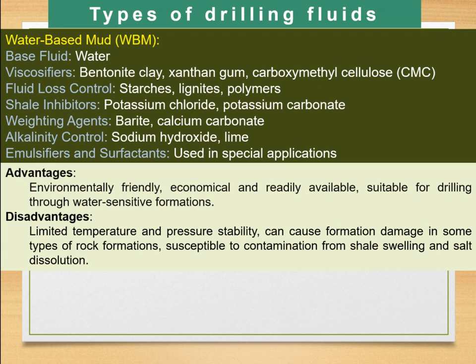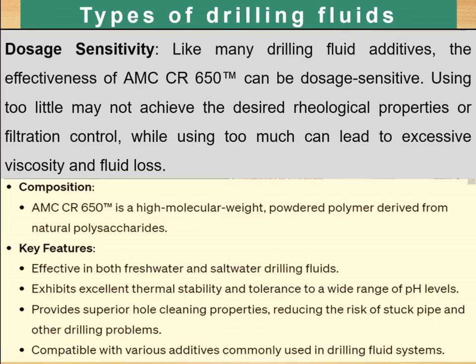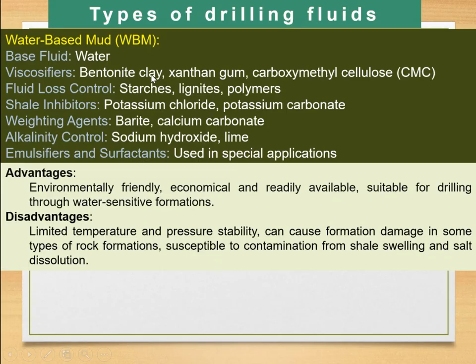Now I will be talking in brief about advantages, disadvantages and details. For example, let us start with water based mud, WBM. Water based means the base fluid is water. Viscosifier means the material added with water to enhance viscosity. Bentonite clay, xanthan gum, carboxymethyl cellulose are the important viscosifiers. As I have told, in the case of AMC CR650 it is a polysaccharide.